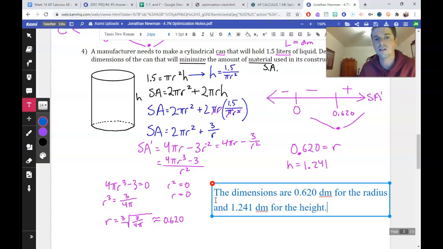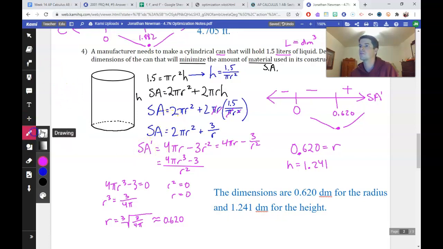You actually don't need any other variables because radius and height is all you need for a cylinder once you tell someone it's a cylinder. Great. All right, let's go on and do the last problem here.